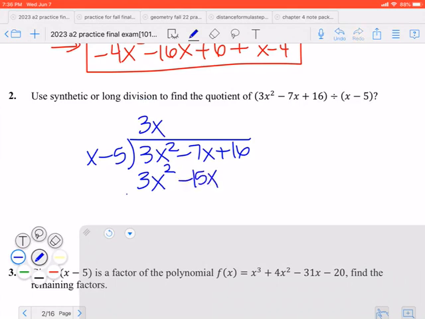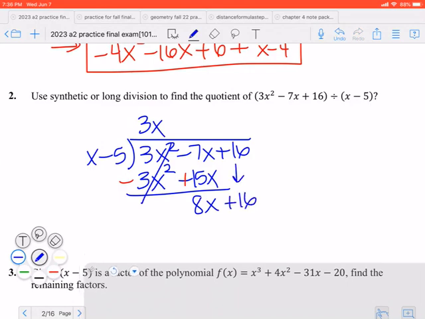And then remember, draw the line, switch the signs, because you have to subtract. Subtract 3x squared, subtract negative 15x is adding. That adds to 0. Negative 7x plus 15x is 8x. Drop down our next term, and we're going to start again. X times 8 is 8x. 8 times negative 5 is negative 40.